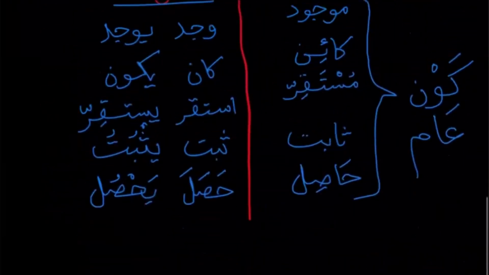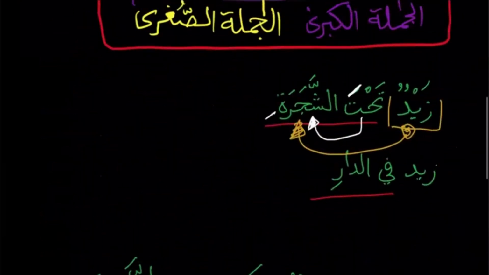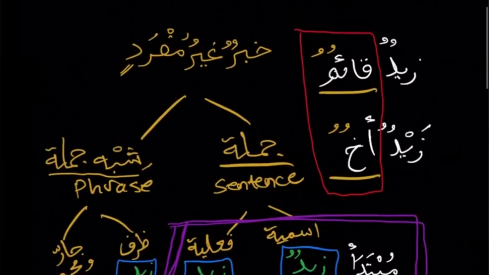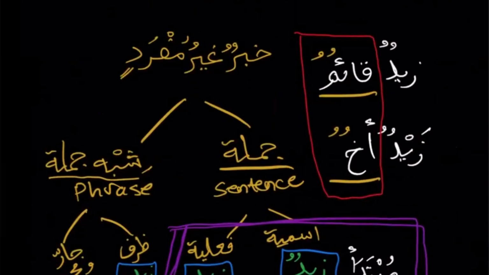And that's why I wanted to give you two examples up here. Zaydun qa'imun and Zaydun akh. There is an important difference here. Qa'im is a sifa. Sifa has the meaning of a verb. What does that mean? Has the meaning of a verb? That means it can make something marfu' and can make something mansub, because that's what a verb does.